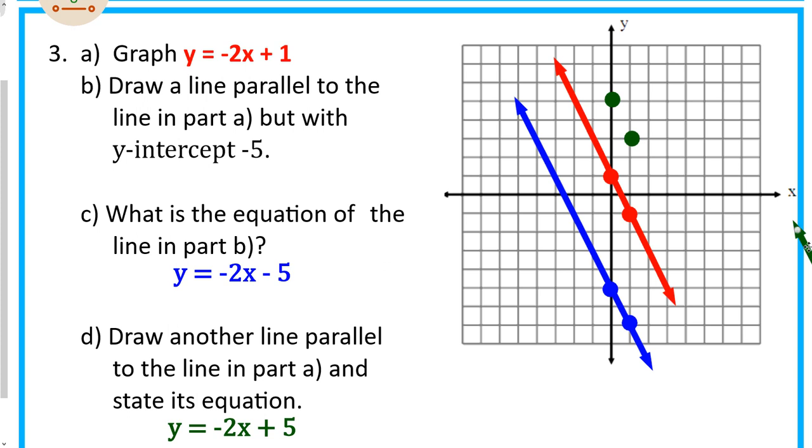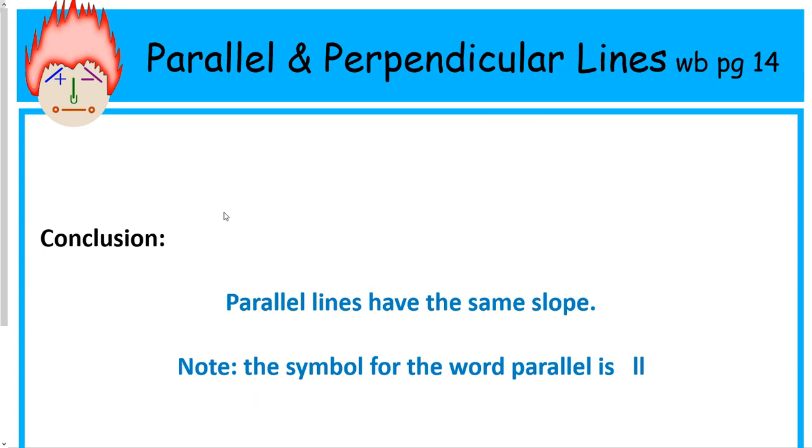Okay, so there's a third line. Just a different y-intercept, but the same slope. So all of these lines are parallel. They all have the same slope of negative 2. All right, so conclusion, parallel lines have the same slope. The symbol for parallel lines is two vertical lines that look like this.